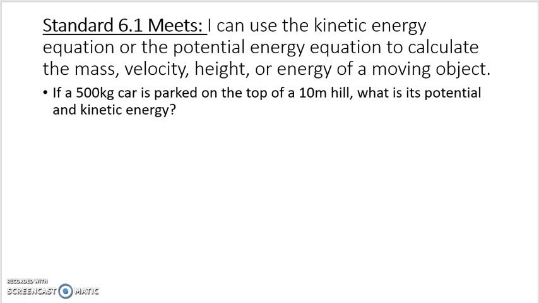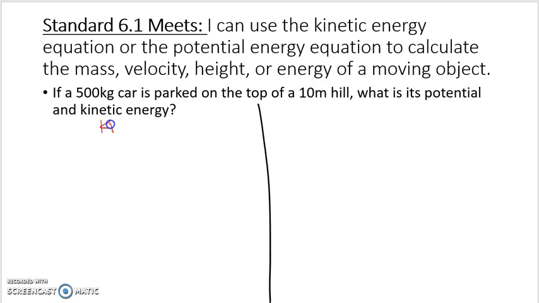Standard 6.1 means I can use the kinetic energy equation or the potential energy equation to calculate the mass, velocity, height, or energy of a moving object. If a 500 kilogram car is parked on the top of a 10-meter hill, what is its potential and kinetic energy? Let's split our paper in half first so that we can look at each side separately.